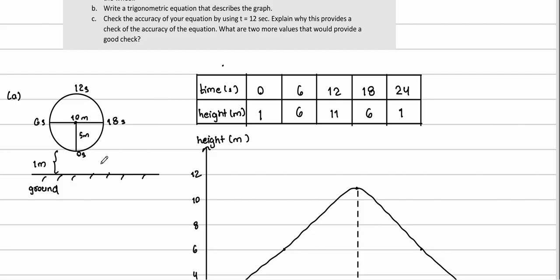Before I sketch the graph, I try to understand it with this small representation. This is going to be the wheel, and this is the start point, which is 1 meter above the ground, the lowest point on the wheel here. This is the diameter, and this is also a diameter. So it's going to be 10 meters total, from here to here is 10 meters.